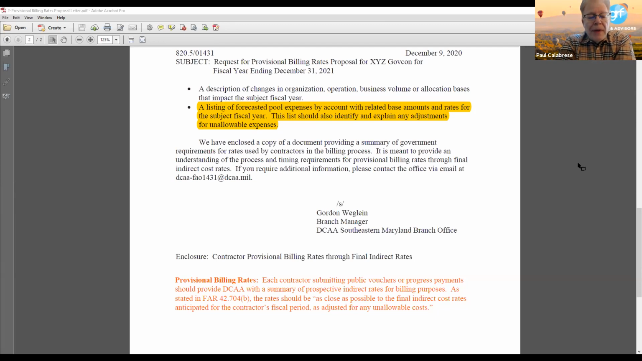And then at the bottom, it again defines what a provisional billing rate would be for, and that's for public vouchers, which are CPFF, and also progress payments, which I believe are fixed in nature. And so those are the reasons why they need it. They also say it should be as close as possible, but that's kind of hard to do. You need an 8-ball for that.